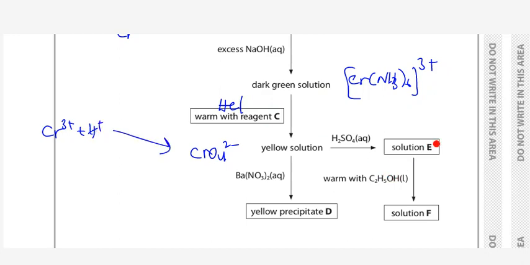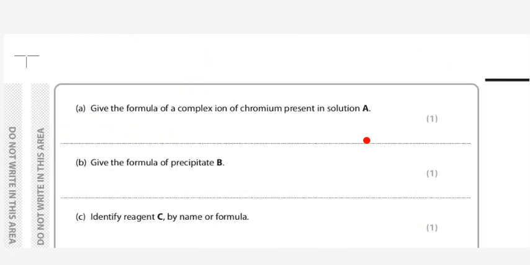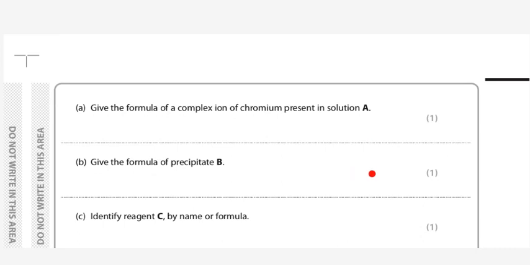And this is chromium sulfate. And then we'll see the rest of it. Yellow solution, barium nitrate. You have barium chromate. Barium chromate should be the yellow precipitate, right? And yellow solution, sulfuric. Yellow solution E. Solution E, so that is also a solution which we have to identify. Let me look at the questions. It will sometimes be helpful. They'll give a clue in the question.